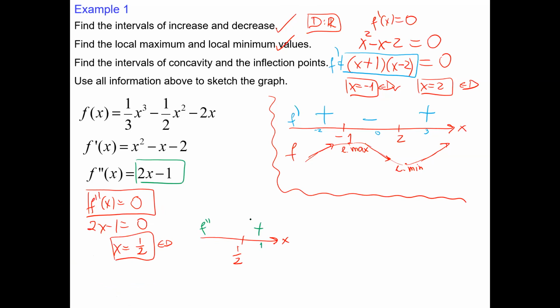Substituting 1, we have positive. Substituting, for example, 0, we have negative. This means that the function is concave down and concave up. We will definitely have an inflection point at 1/2. And if I look at here, I can say this is 1/2. Yeah, like if we combine everything together. Okay, that's how we do the first derivative test and concavity test.